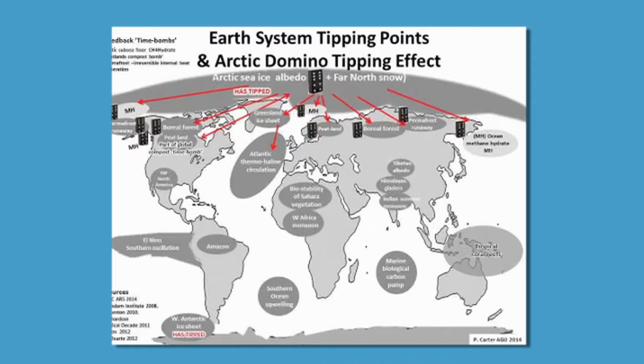But the Arctic affects the Greenland ice sheet. The Arctic affects the peatlands. The Arctic affects the boreal forests. And most importantly, the Arctic affects the permafrost and the runaway greenhouse gas emissions that come out of the permafrost. Let's go ahead and take a look at this.